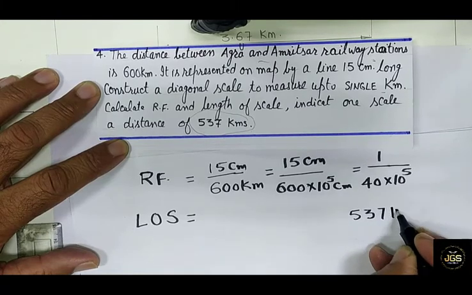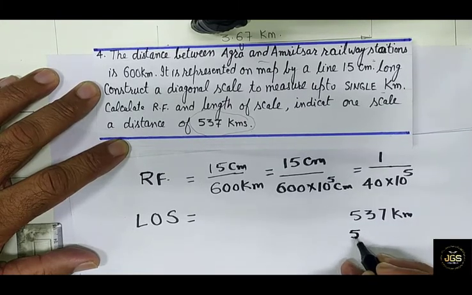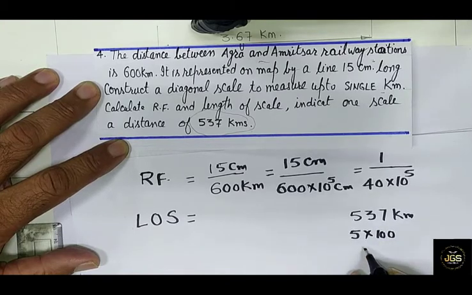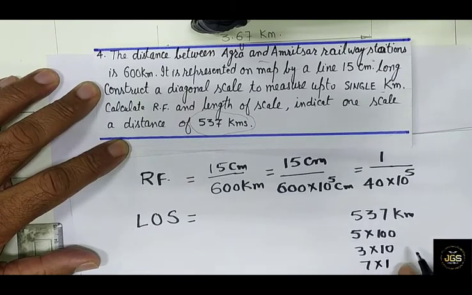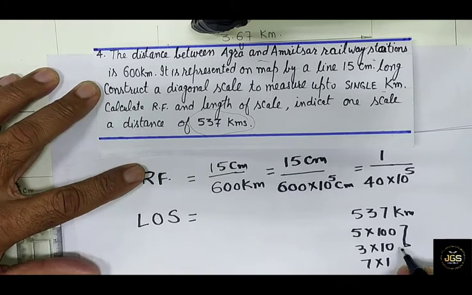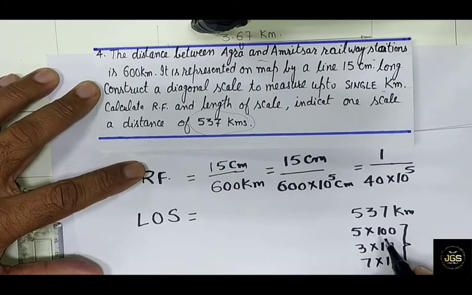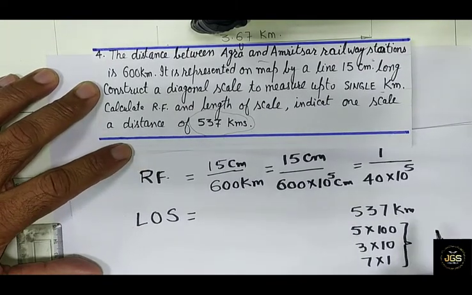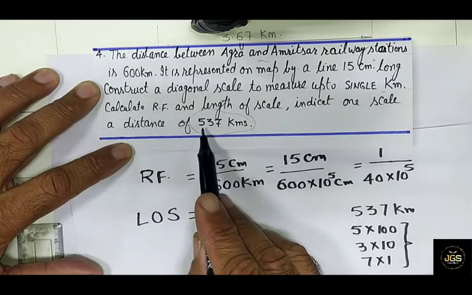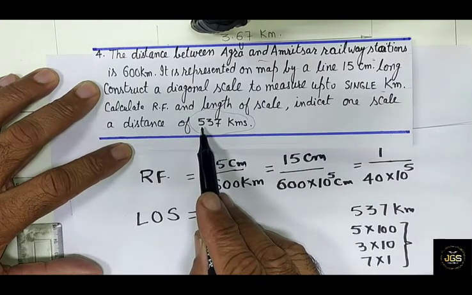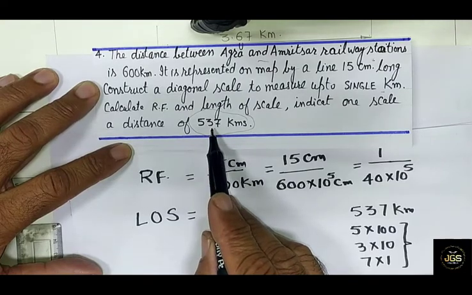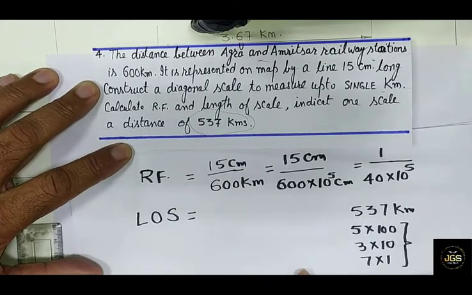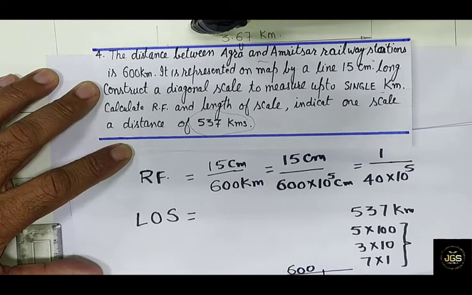537 kilometers means it contains 5 hundreds, 3 tens and 7 ones, like this. So it is a diagonal scale to represent 3 units: 500, 3 tens and 7 ones. The maximum distance to be measured is not given. When you are going to represent a distance of 537 kilometers, it means if this line is 600 kilometers, then you can represent 537 kilometers here.